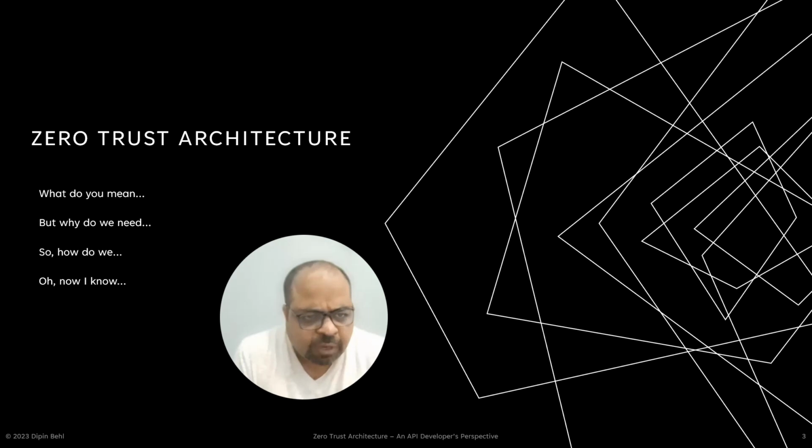So today, we're going to talk about the zero trust architecture, and we're going to start by asking ourselves a very simple question: what is it? And we're going to see what the fuss is all about. From there, we're going to move on to why we actually need it. Then we're going to try to answer how we get that zero trust infrastructure into our API system. And finally, we want to end with, oh, now I know, I'm an advisor on zero trust architecture.